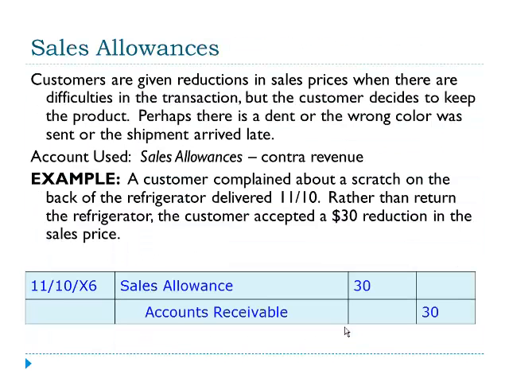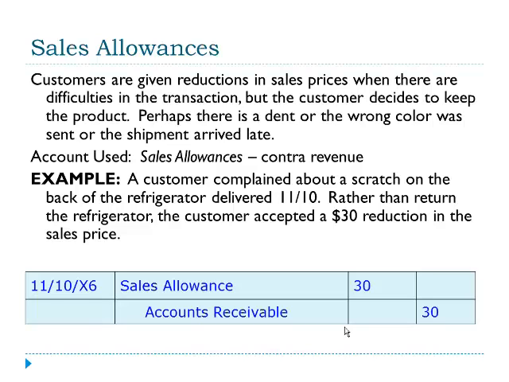Sales allowances is another concept that affects the price of sales. Customers are given reductions in sales price when there are difficulties in the transaction, but the customer decides to keep the product. Perhaps there's a dent, or the wrong color was sent, or the shipment was late. The account used is sales allowances, a contra revenue account, similar to sales discounts, which was also a contra revenue account.